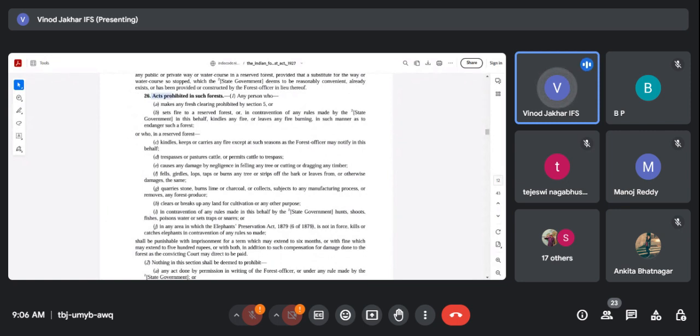This is in a reserve forest. What are the acts that are prohibited? What makes it a reserve forest? When they ask you what a reserve forest is, this is your answer: an area which is declared under Section 3 by the state government, and an area where these things are prohibited. First, you cannot clear the forest or the trees. You cannot set fire to the forest. You cannot trespass or pasture cattle. You cannot cause damage by negligence, or fell, girdle, lop or tap any tree, quarry stone, or burn. This stops everything, all mining and all. You cannot clear or break up any land for cultivation or any other purpose in contravention of any rules made in this behalf. Hunting, shooting and poisoning are prohibited.